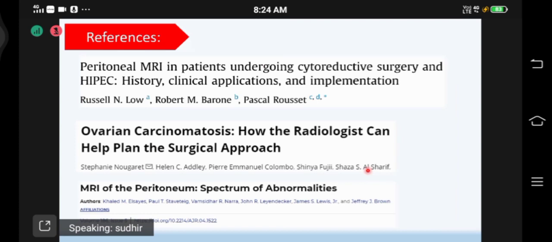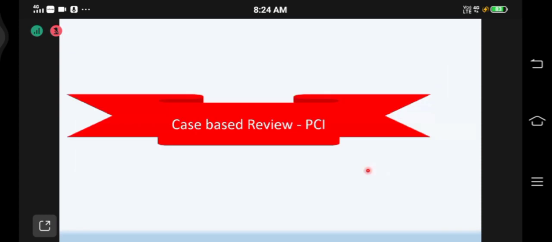These are a few of the references that I want everyone to have a look at: Peritoneal MRI in patients undergoing cytoreductive surgery, then ovarian carcinomatosis, MRI of peritoneum. Then I have a few cases.